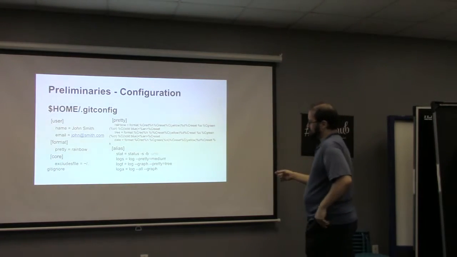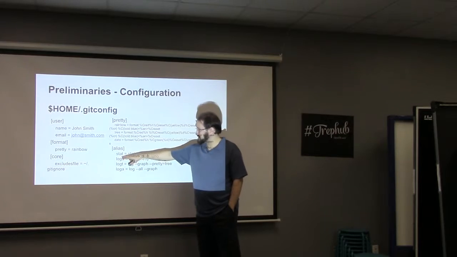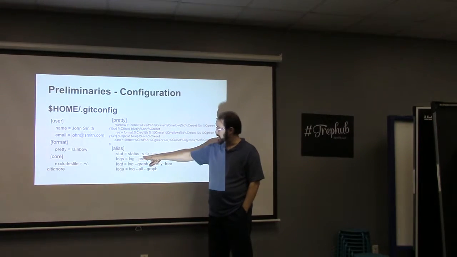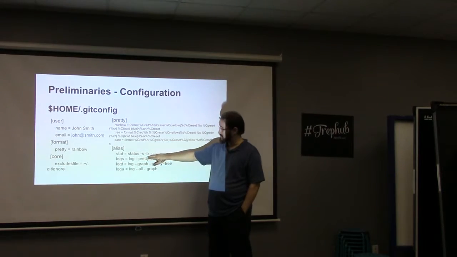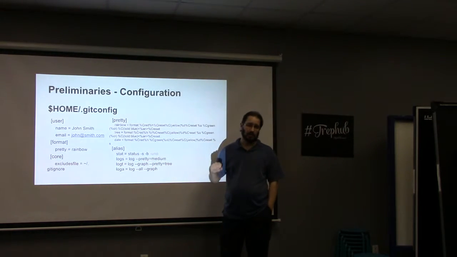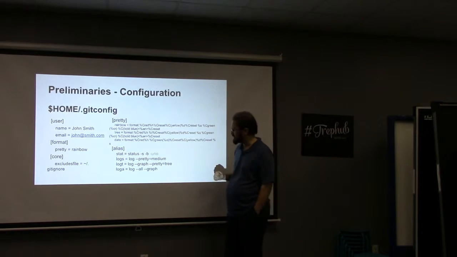So I just create some shortcuts for the status command. I just call it stat. And this just gives me a more concise, shorter version of it, but always includes information about which branch I'm on, so I can quickly tell which branch I am on and what files have changed. I'll show you an example of that.